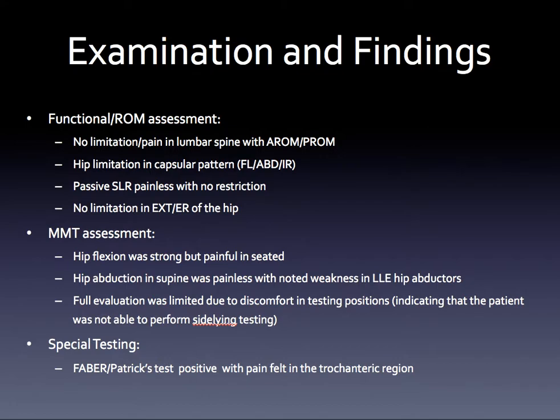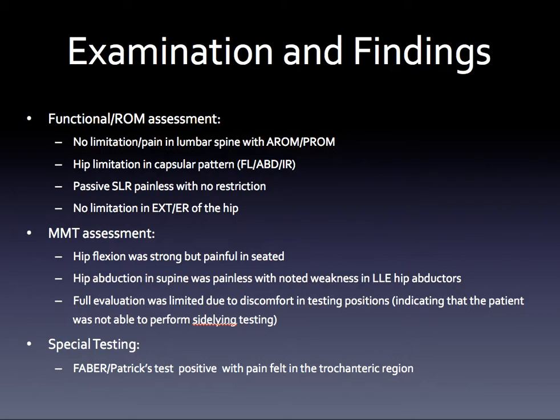So in the examination, the PT found in the functional and the ROM assessment that he had no limitation or pain in the lumbar spine with active and passive range of motion. His hip limitation and capsular pattern was found: flexion, abduction, and internal rotation. He had a passive straight leg raise that was painless with no restriction, and he had no limitation in extension or external rotation of the hip.